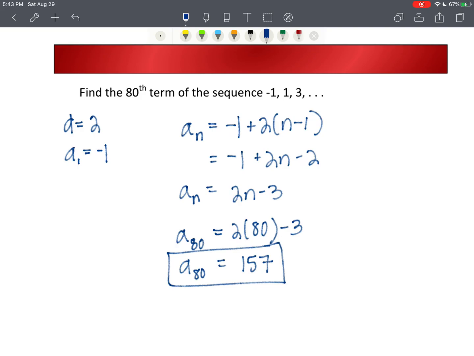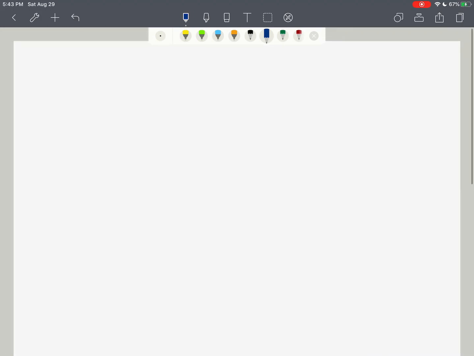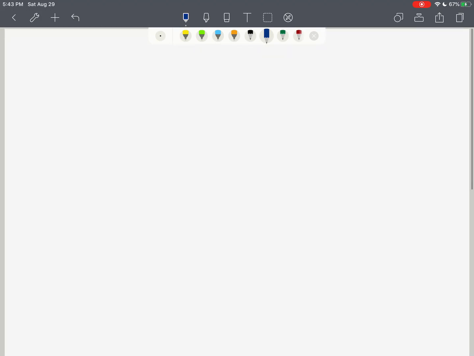So now what we're going to do is we're going to move from sequences to series. And do you remember what the difference between a series and a sequence is? Well, let's go back to the first series or sequence that we had. In the very first example, it was 4, 6, 8, 10.